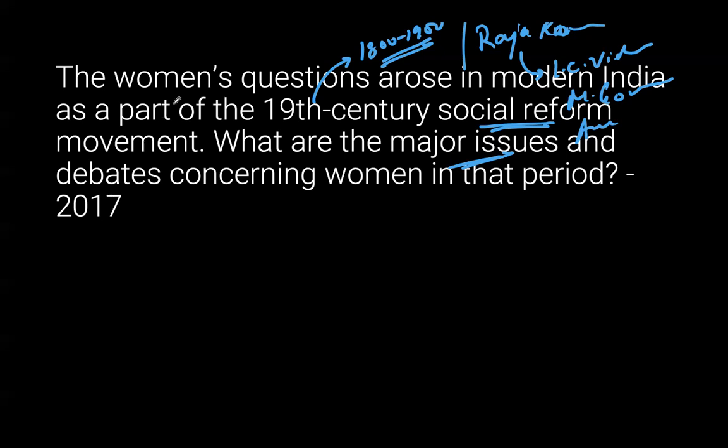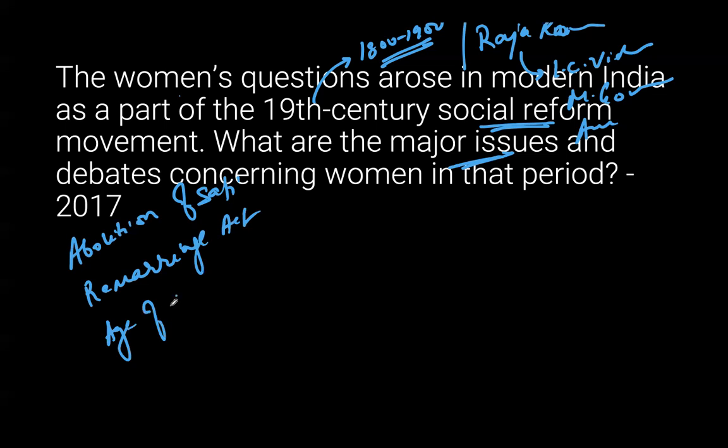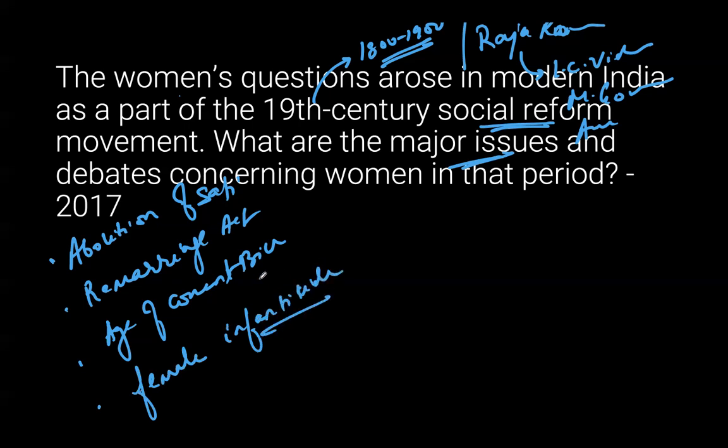We also have certain laws that the British had brought in. We have to mention that. So abolition of sati. They brought in a regulation to ban sati. Then the Widow Remarriage Act, the Age of Consent Bill to deal with the issue of child marriage, and the abolition of female infanticide. So women's issue was very important because their conditions were not very good.